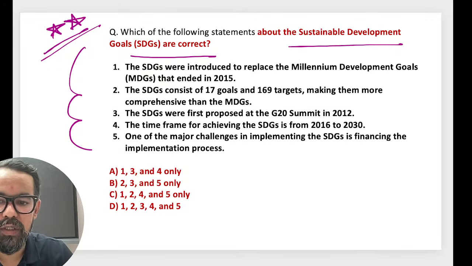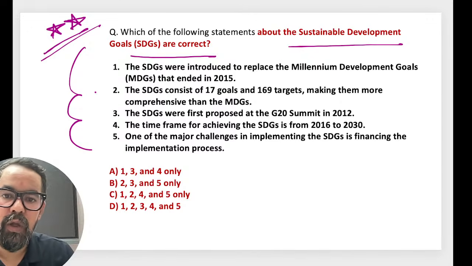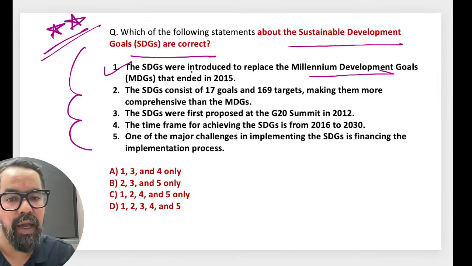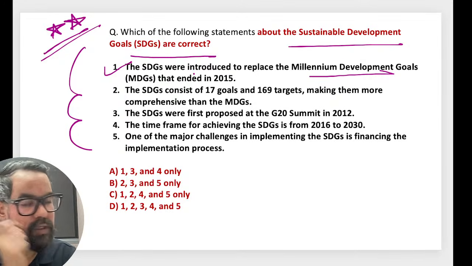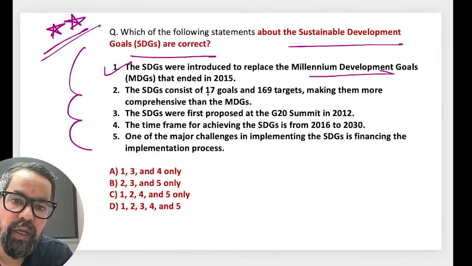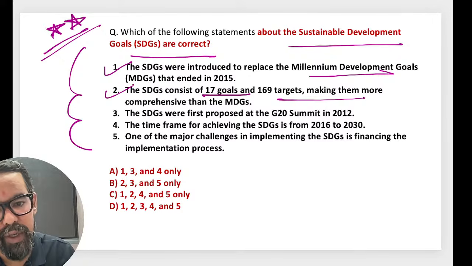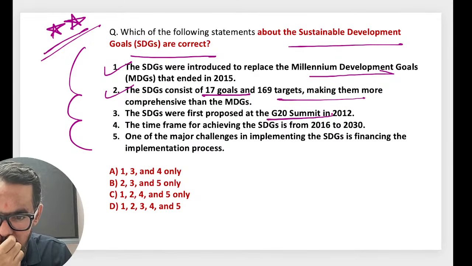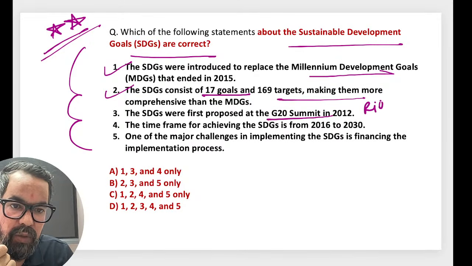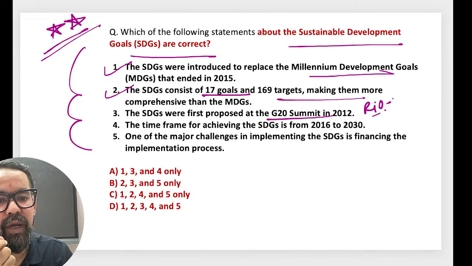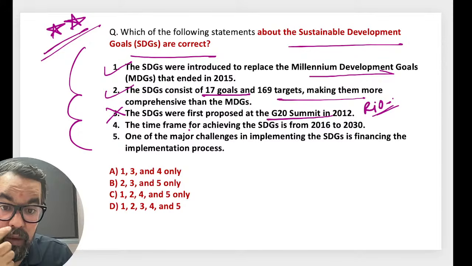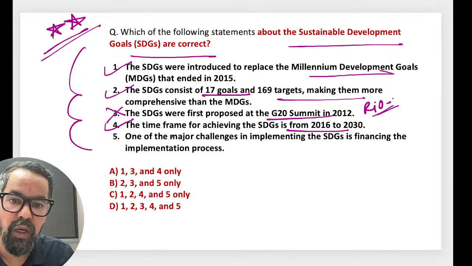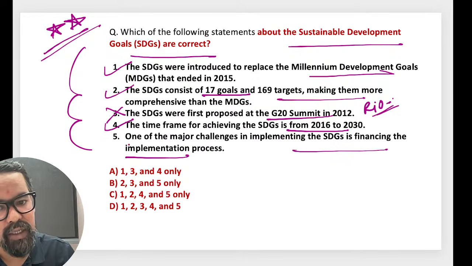What will be the correct answer? First, let's quickly go through this one. SDG was introduced to replace MDGs in 2015. The target is 1st April 2016 to 31st March 2030. 17 goals, 169 targets, making it more comprehensive. First proposed in the G20 summit in 2012. It was Rio de Janeiro. There was a climate change summit in Rio, not this. The time frame for achieving sustainable development goals is 2016 to 2030. One of the major challenges in implementing this is financing, the lack of money, right?